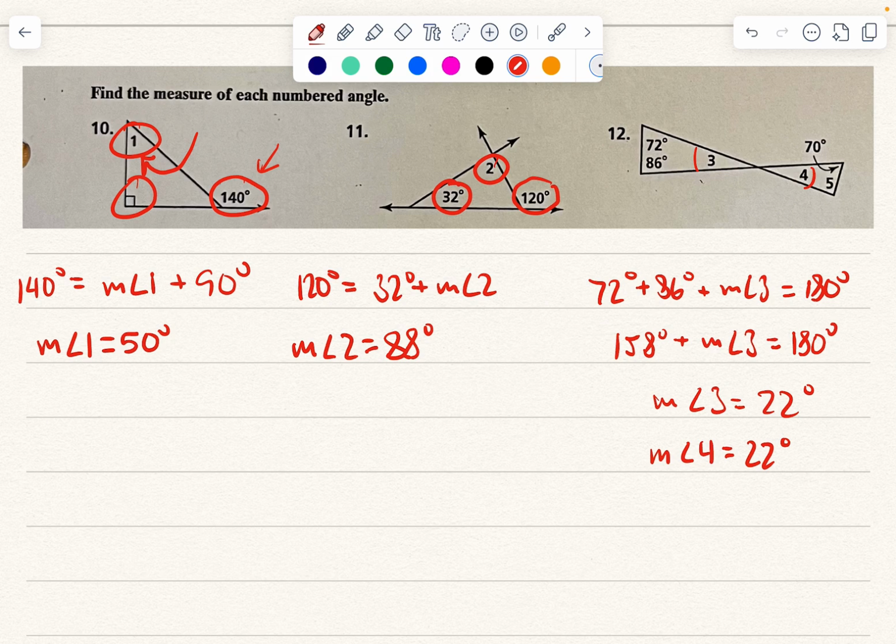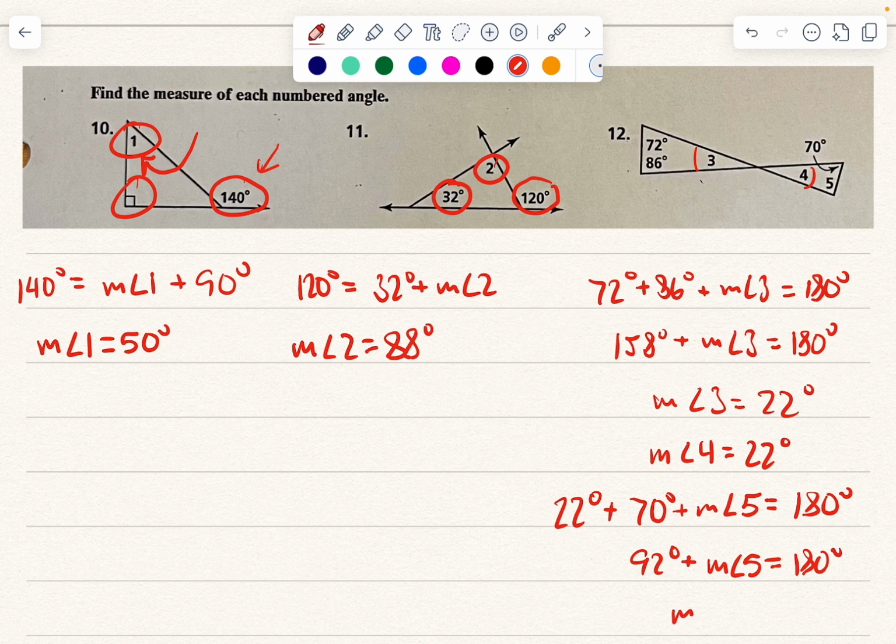And then for that last triangle, I know that the measure angle 4, which is 22, plus that 70 that it shows, plus the measure of angle 5, all must add up to be 180. 22 and 70 is 92, plus the measure of angle 5 adds up to be 180. Subtract the 92, and you're left with that the measure of angle 5 must be 88 degrees. Again, it's really simple. You just keep coming back to that one principle that the 3 angles inside any triangle must add up to be 180.